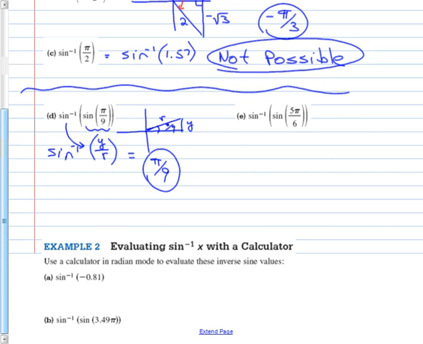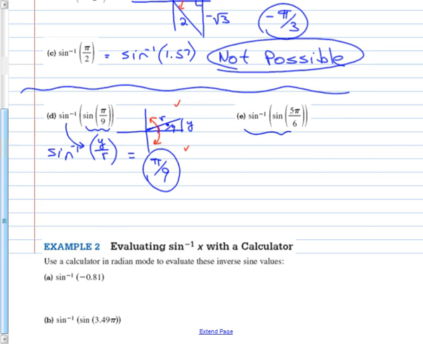Now this is true as long as the angle they are talking about is in the defined region between negative pi over 2 and positive pi over 2, the first and fourth quadrant. And this one was, pi over 9 is in the right region.